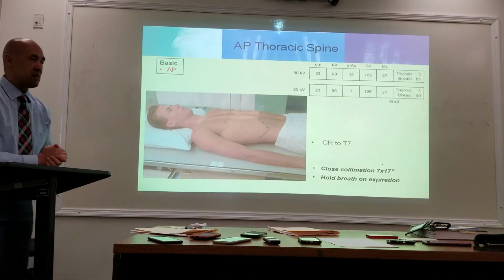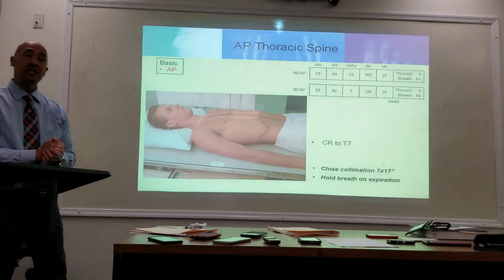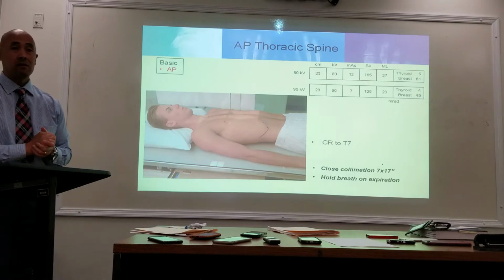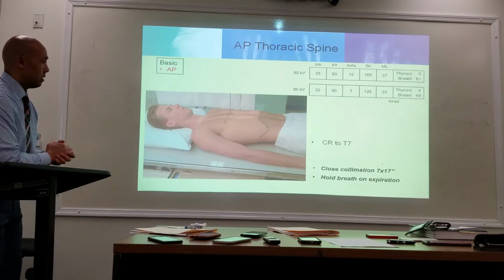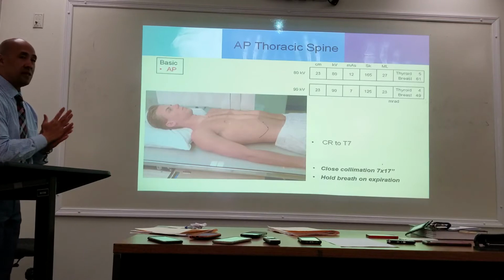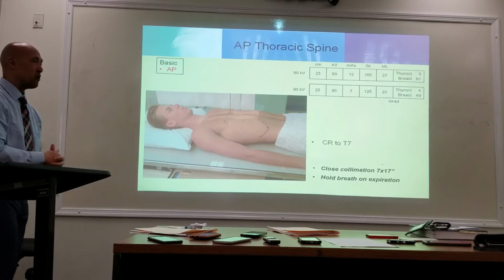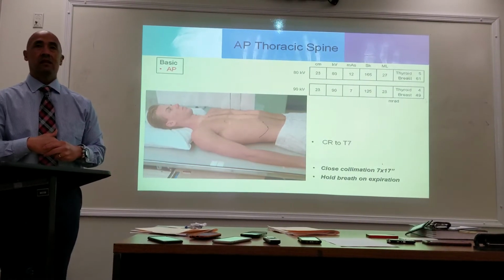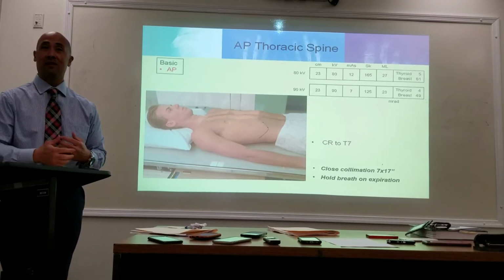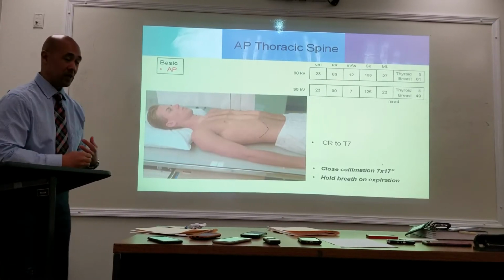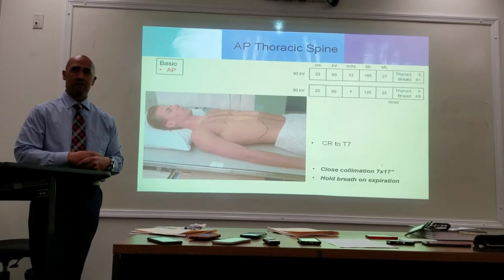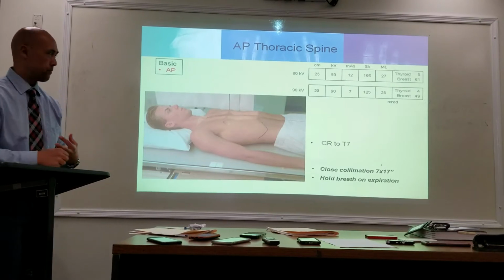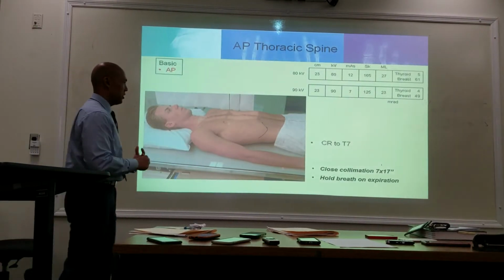All right, so here is your AP T-spine. This can be done upright, it can be done on the table. Central ray is going to be directed at the level of T7. You guys already know this. How do we find T7 in an AP projection? Put a fist to the jugular notch. Okay, so put your fist below the jugular notch. Not through the jugular notch, through the next notch. So how many inches is that approximately? 3 to 4 inches, and that should take you at the level of T7.